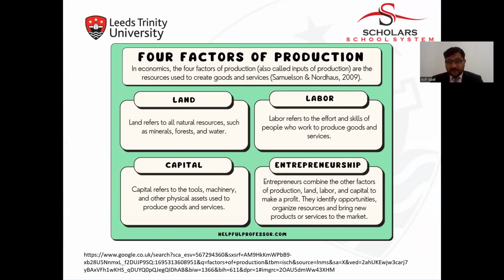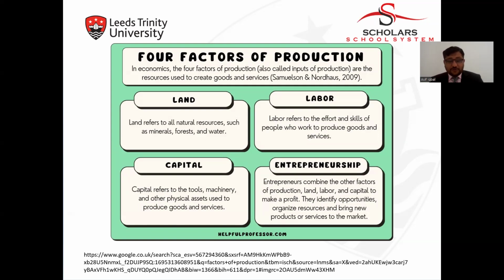Then the next one is labor, another factor of production. Labor refers to the effort and skills of the people who work to produce goods and services. It is not possible for a business to produce anything or provide any type of services without labor. So if the land is there, then the labor should be there as well. This is the second factor of production. If land and labor are there, the next factor of production is capital.